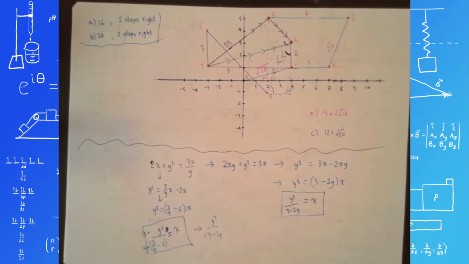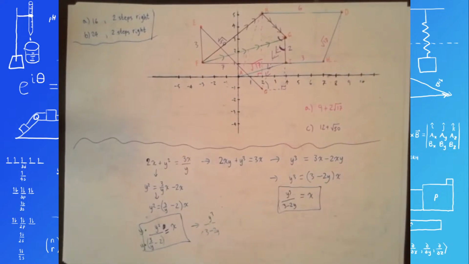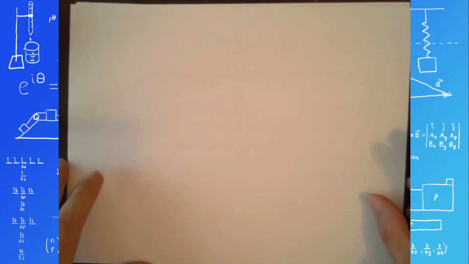Okay, next one. And I guess I'm going to need a new page for this. Have I already? Yeah, that's already on the back side of another paper, so let's grab a new one. Next one says we've got 5x squared plus 8y over 3x minus 2y equals x cubed. Solve for y.